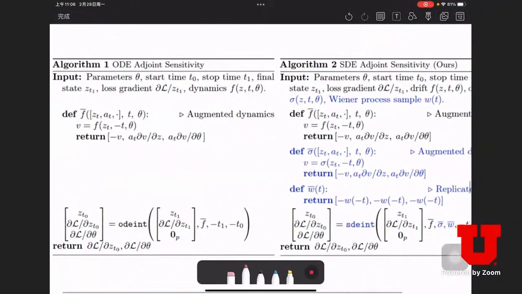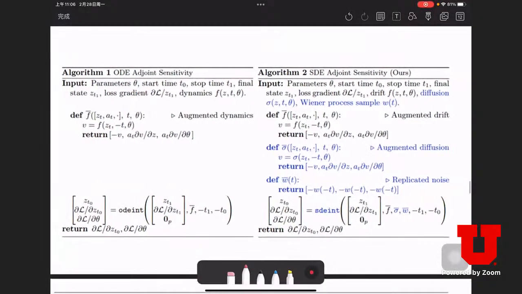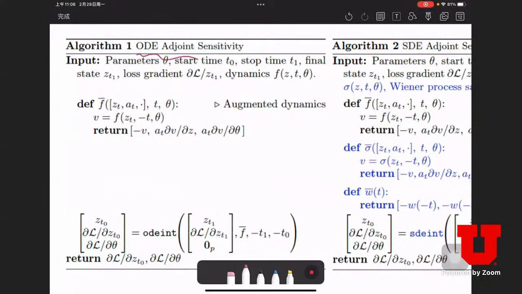And here's the comparison between the original ODE adjoint for the neural ODE and the SDE adjoint. Let me first focus on the ODE adjoint. First it gives some parameters to optimize: start point, stop time, and the final state, and the loss function gradient with respect to the final state, and your dynamics. First, you call a function called the augmented system. The system will give out the dynamics in the reverse direction, and it's something like the loss function with respect to t and equal to a_t. This is the formula I showed you in the derivations.